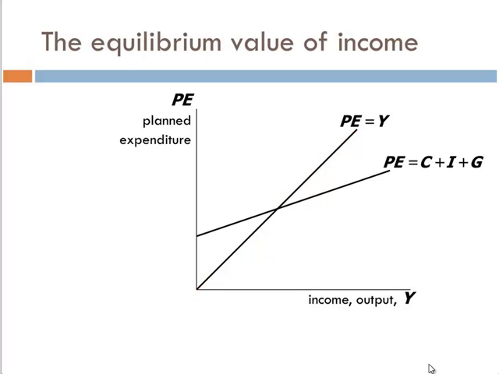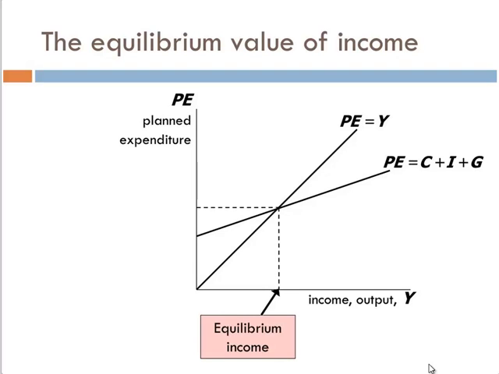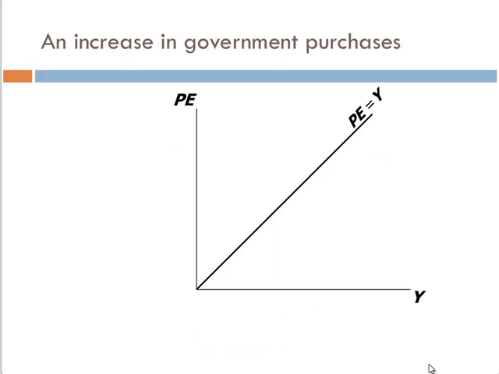Now, we put these together, and what do we get? We get an equilibrium condition. And essentially, this point here where planned expenditure equals actual expenditure is our equilibrium. Well, you might ask, why is that? Now that we have this model developed and we have an equilibrium condition, we can start asking some questions, like, for example, what happens if we have a policy change? So what happens if the government increases spending?